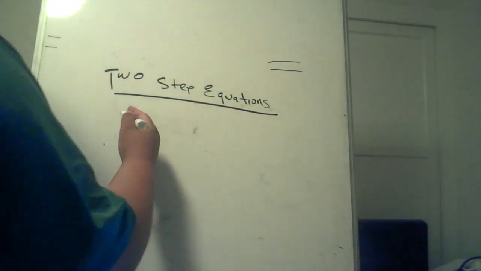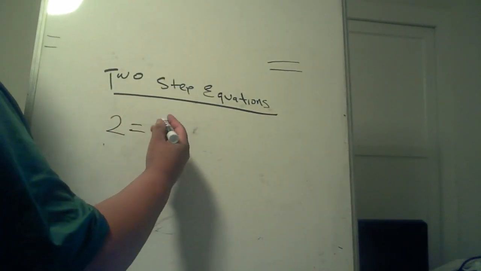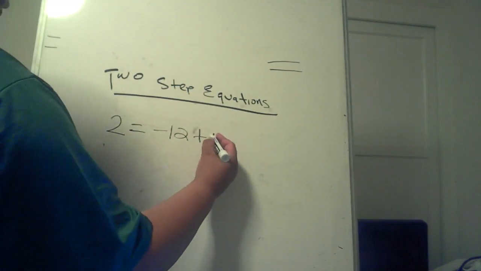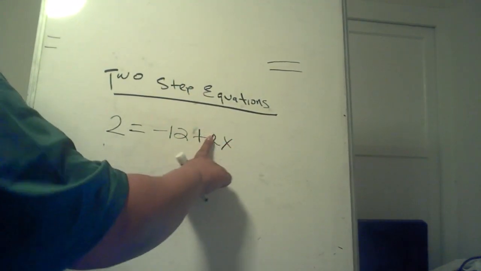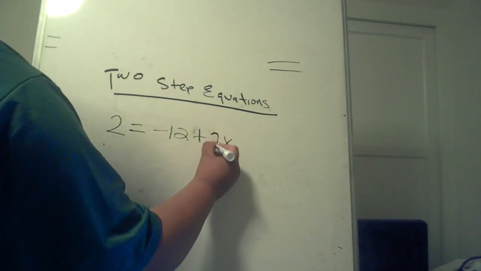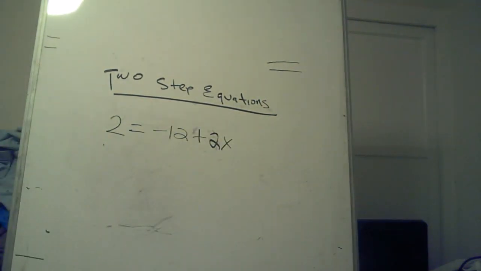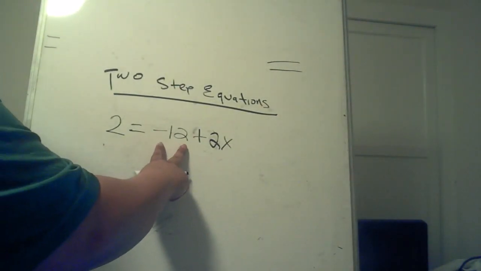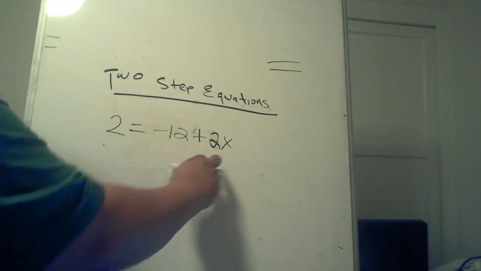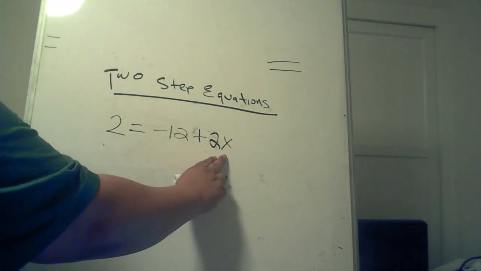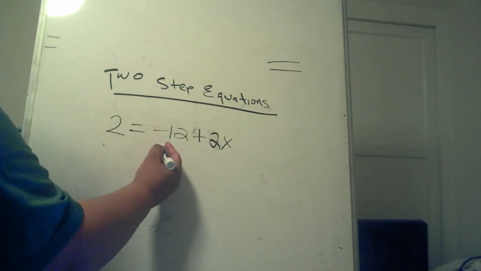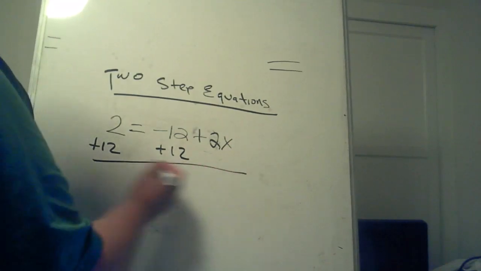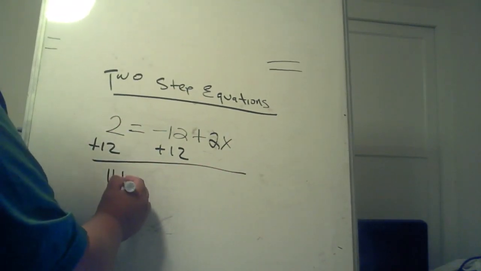Our next problem is going to be 2 equals minus 12 plus 2x. So for this problem, we see minus 12 is being added to 2x. Remember, we always want to leave x by itself. So what we can do is we start by adding 12 to both sides. So 12 plus 2 is 14.